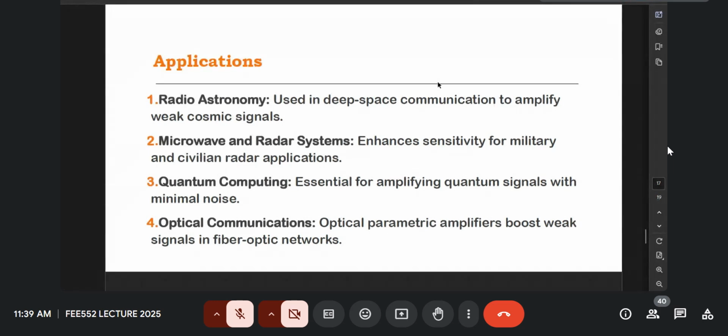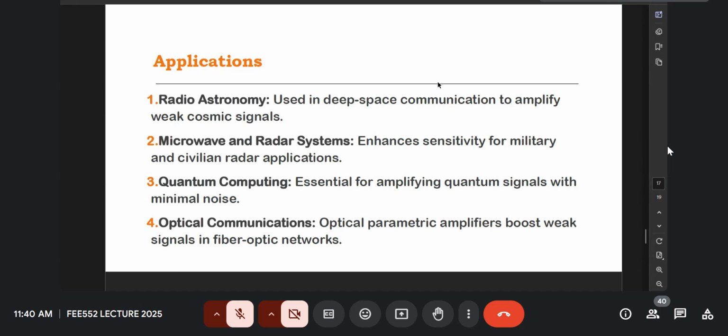Then they are also used in quantum computing. You also understand that quantum computing works with very low level signals at very high frequencies. So we can't use the common amplifiers. We have to use parametric amplifiers if we want to take advantage and try to process information at that level.